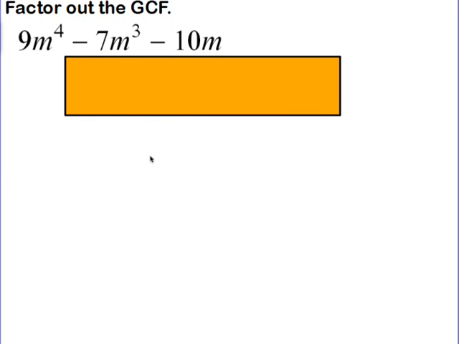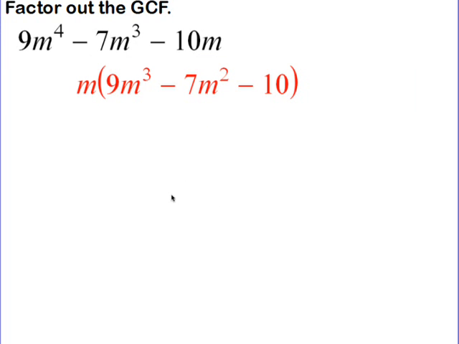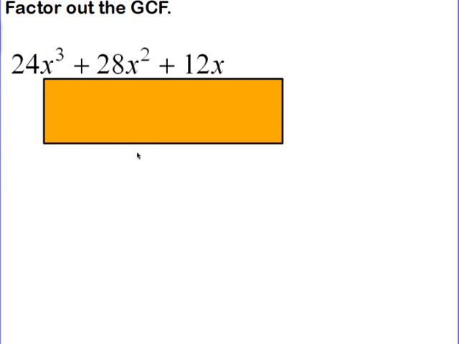Okay, factor out the GCF of 9m to the 4th minus 7m to the 3rd minus 10m. Alright, the answer on this one, the GCF was m, so m parentheses 9m to the 3rd minus 7m squared minus 10. Okay. Factor out the GCF of 24x to the 3rd plus 28x squared plus 12x.